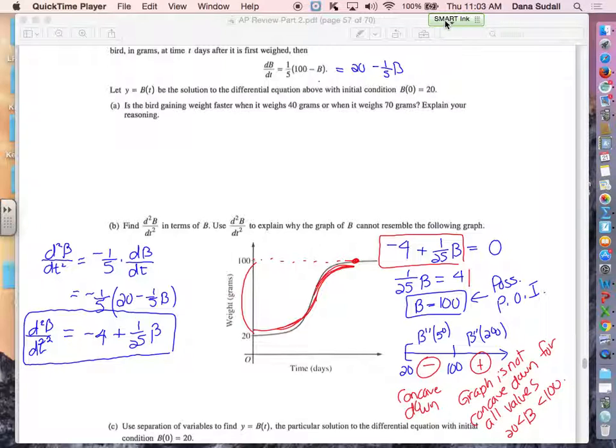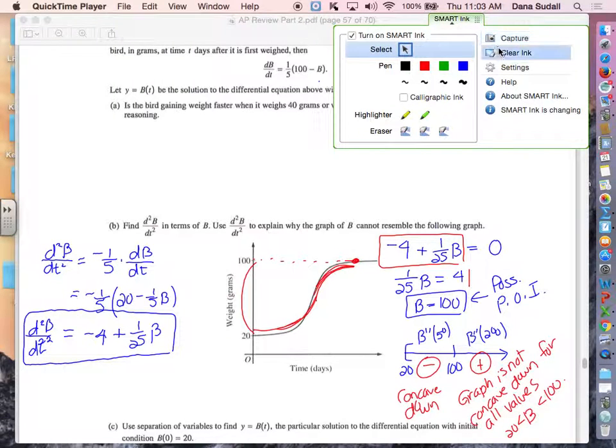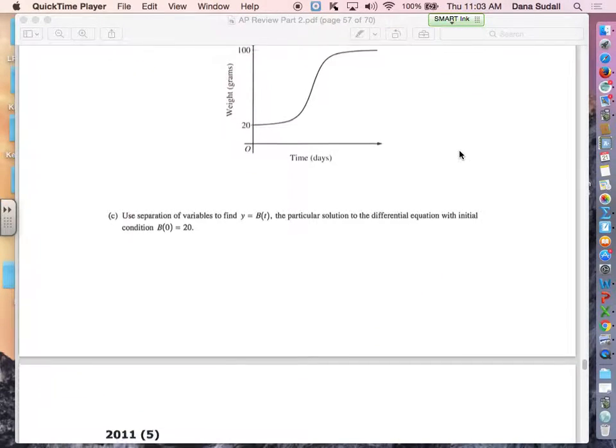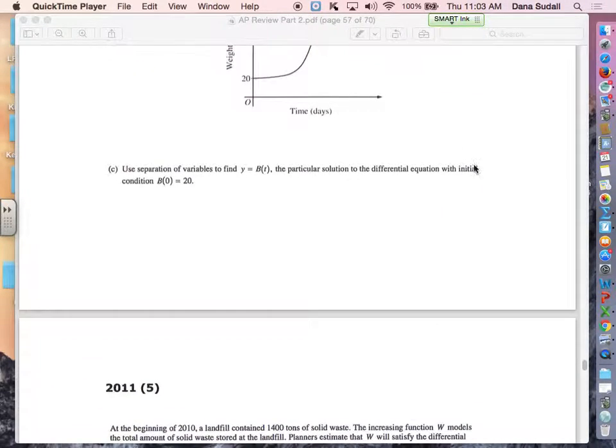So that's part B, and then part C is the separation of variables, and this is a part that's on all of the differential equation problems. This is always one of the pieces. It's usually the last piece. So if we look at this, they said use separation of variables to come up with the particular solution at that point. P of 0 is 20.